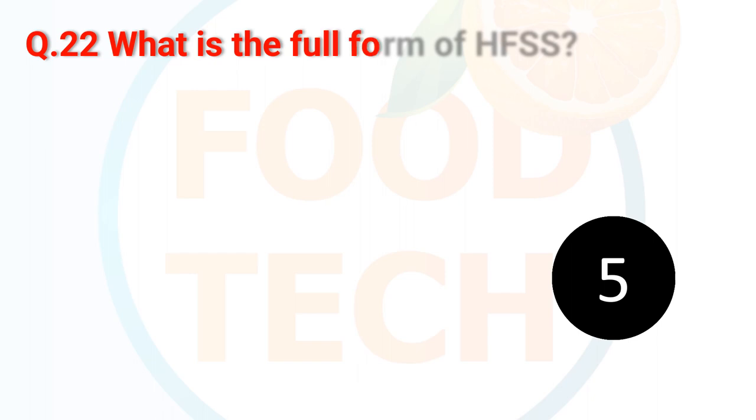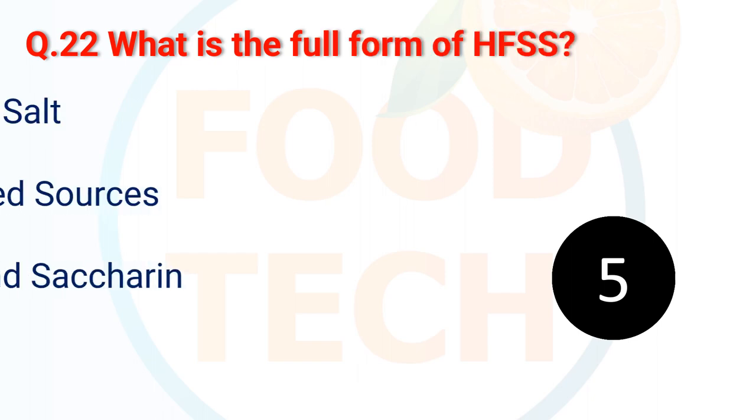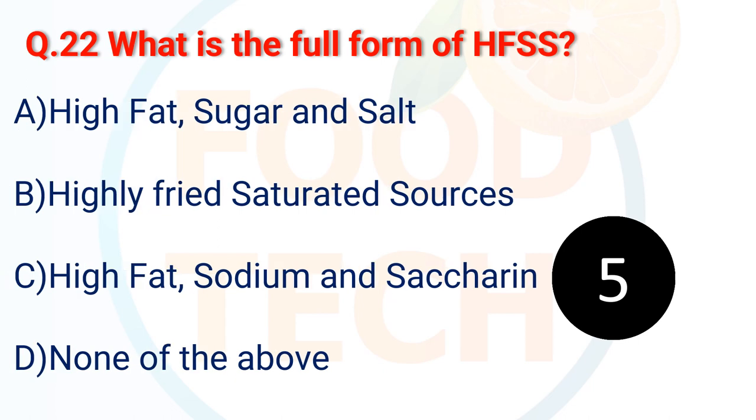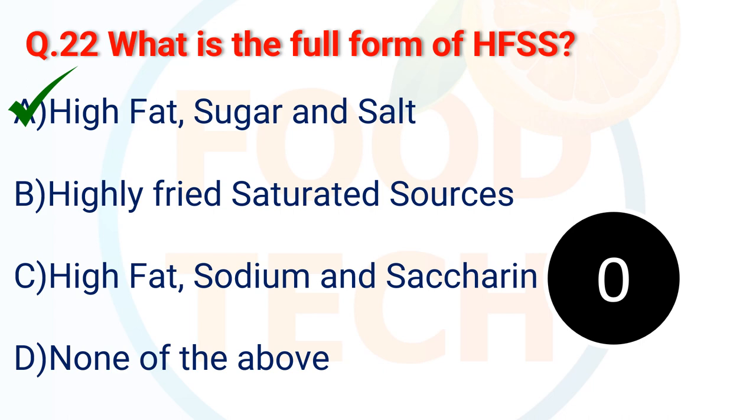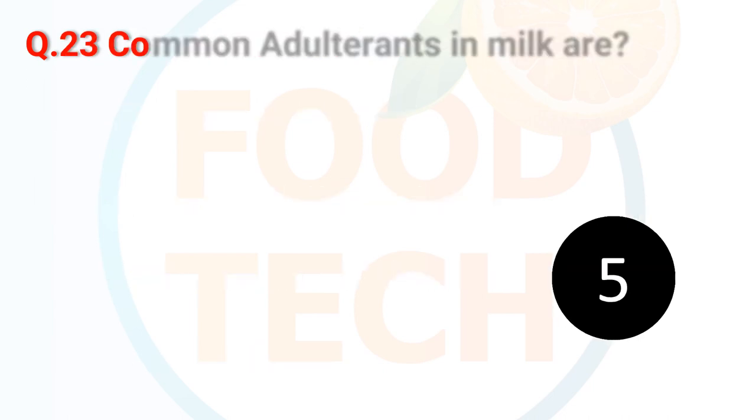Question 22. What is the full form of HFSS? A. High fat, sugar and salt. B. Highly fried saturated source. C. High fat, sodium and saccharin. D. None of the above. The answer is A. High fat, sugar and salt.